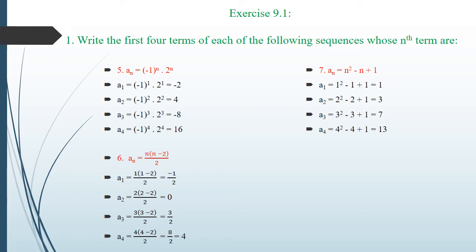You can check again, this sequence is not going to form arithmetic progression. Verify it by calculating common difference. Next question, an is equal to 2n square minus 3n plus 1.